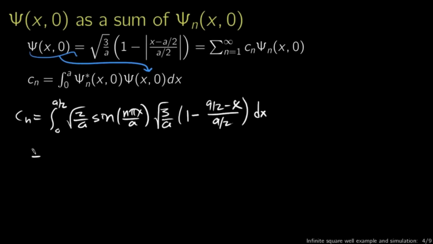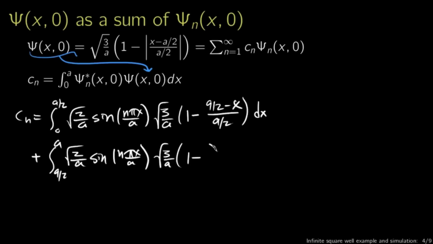The second half of my integral, from a over 2 to a, looks much the same. Root 2 over a sine n pi x over a. That part doesn't change. The only part that changes is the fact that we're dealing with the second half of the interval, so the absolute value gives me a minus sign up here more or less. Root 3 over a, 1 minus x minus a over 2 over a over 2 dx. So, substitute in for n and do the integrals. This, as you can imagine, is kind of a pain in the butt.